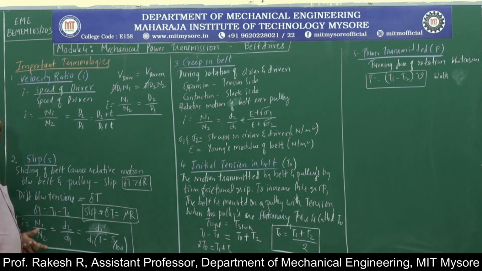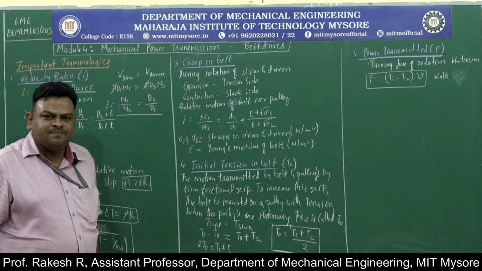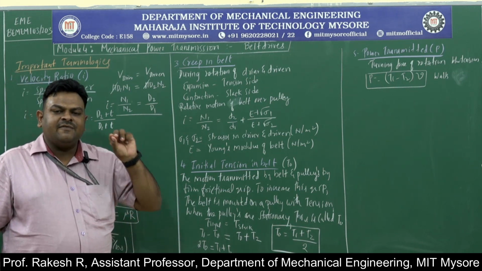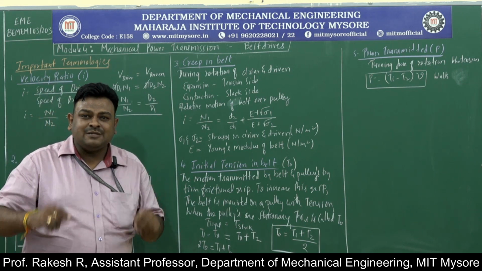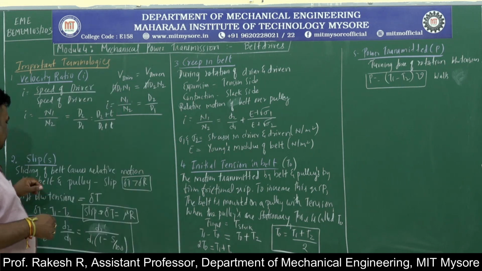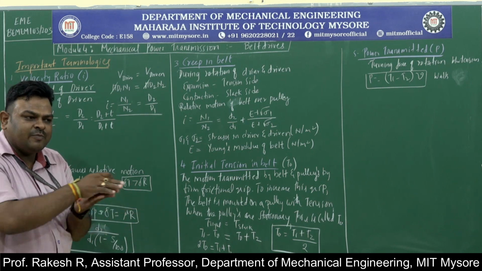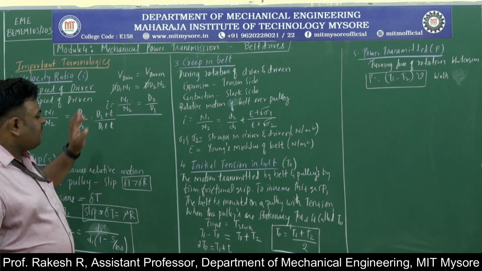Next, the second condition is slip. Slip, as the name itself indicates, means it slips. Basically, the belt gives a frictional grip. In mechanical systems, friction is an advantage in the case of belt drives. Sliding of the belt causes relative motion between the belt and pulleys. That condition is called slip. There is a movement, and that movement decreases the velocity ratio.